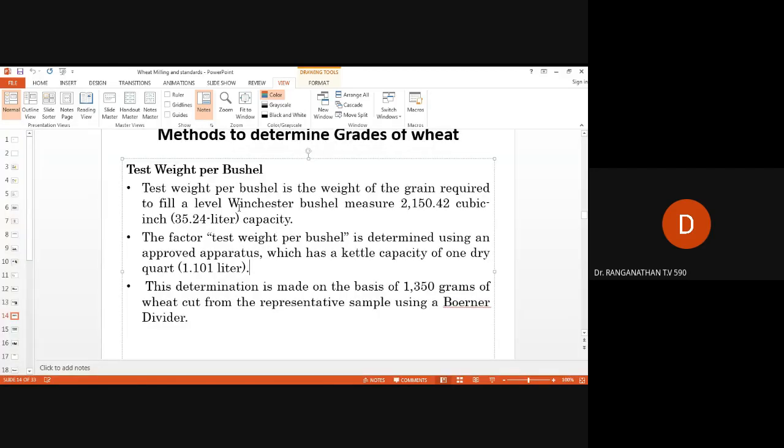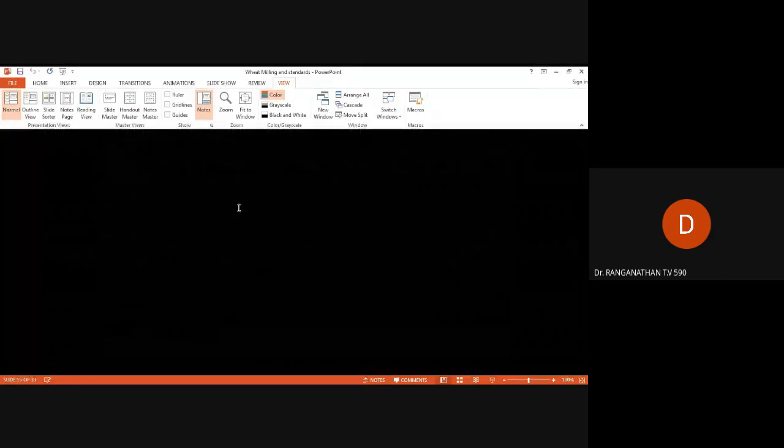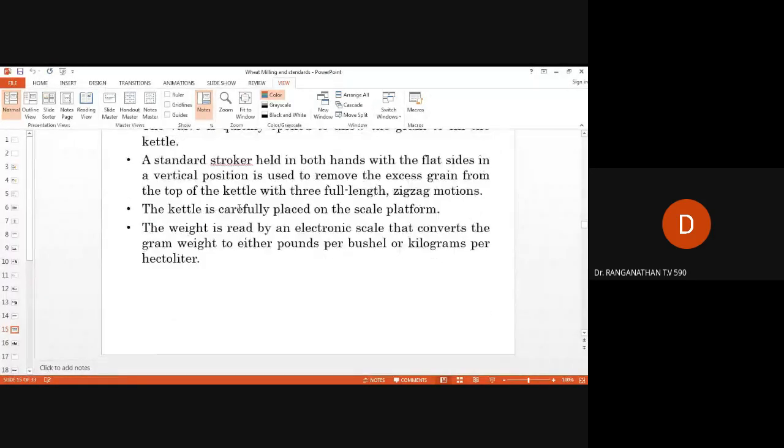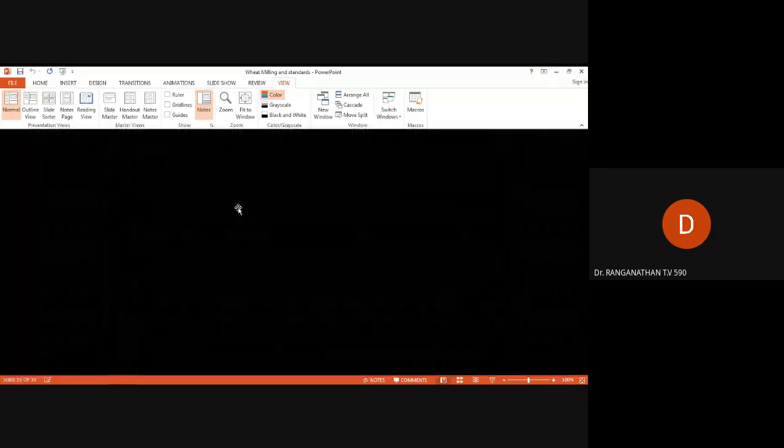Fine. So the test weight per bushel or weight of 100 kernels, etc., as commonly we call it, is one of the methods of finding out the density. Now, this is normally standard for each of the varieties that we use. Okay, so this is how it is done.